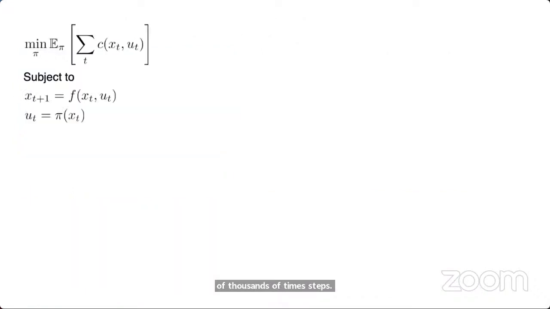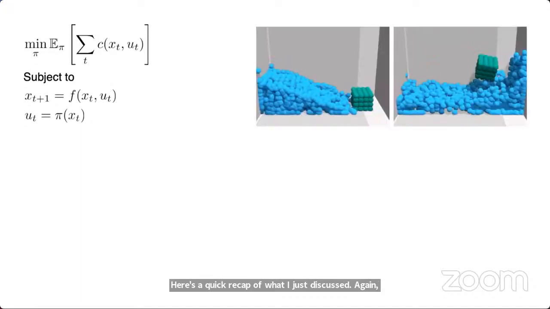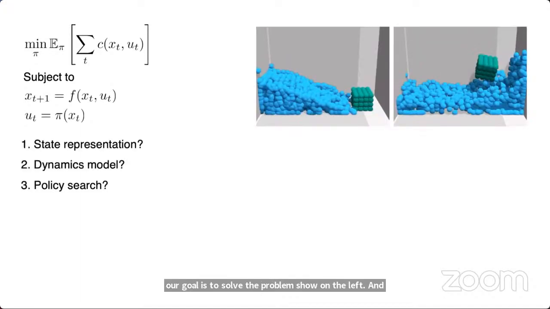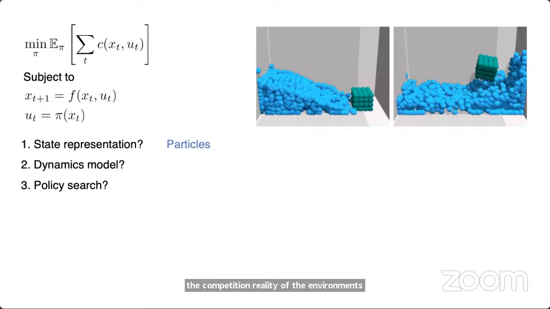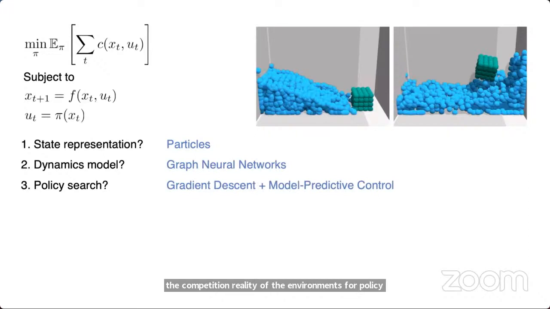Here's a quick recap of what I just discussed. Again, our goal is to solve the problem shown on the left. And here are the 3 questions we are asking. We're using particles to represent the environments, using graph neural networks as a dynamics model to capture the compositionality of the environments. For policy search, we are using gradient descent and model predictive control to derive the control signals.